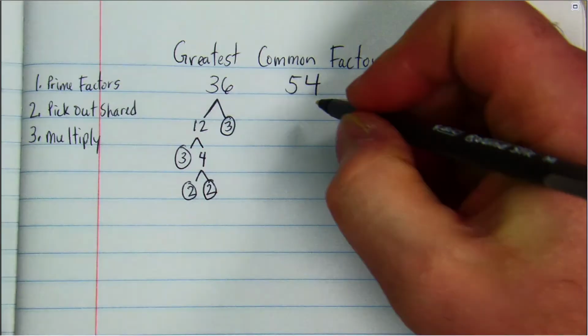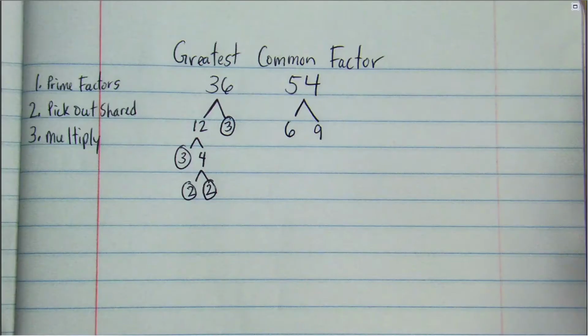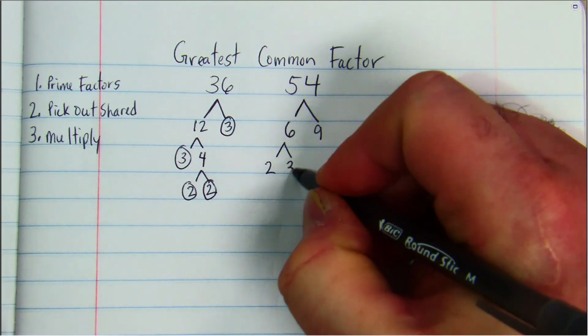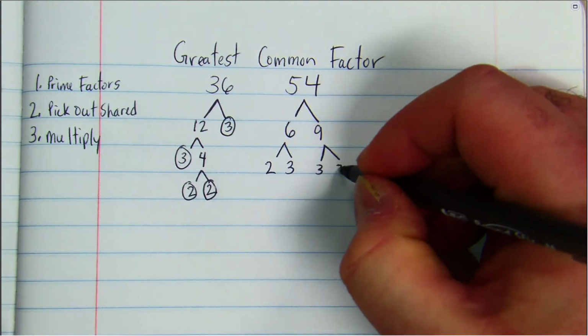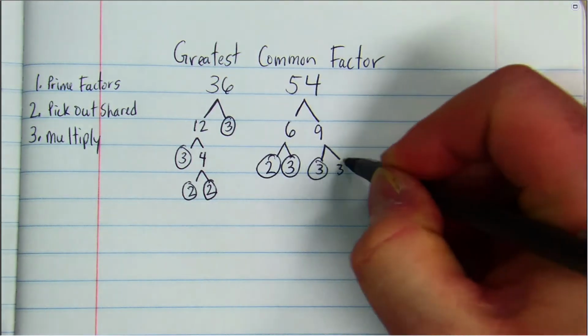Now I need to break down 54. So 6 times 9 is 54. I know that 2 times 3 is 6. And I know that 3 times 3 is 9. 2 is prime, 3 is prime, 3 is prime, and 3 is prime.